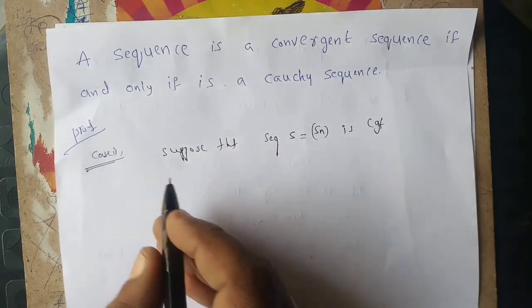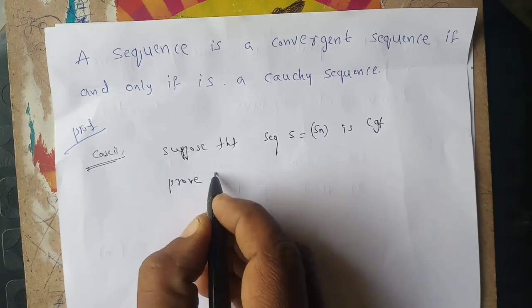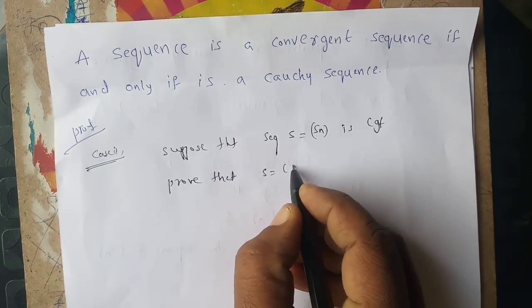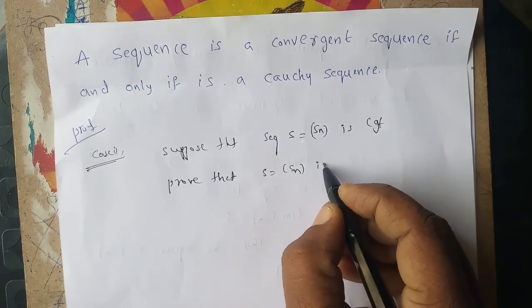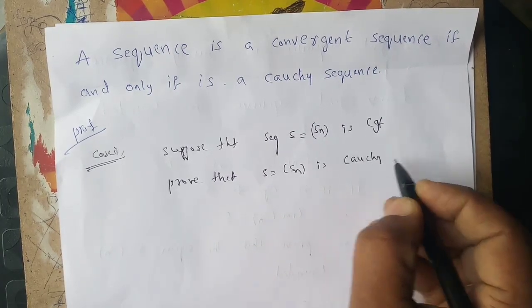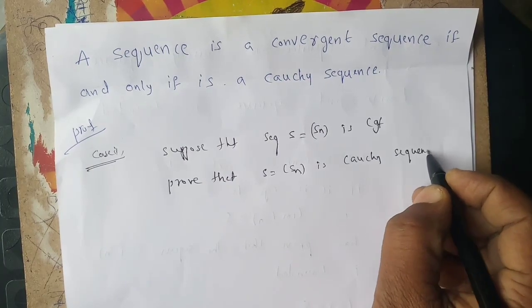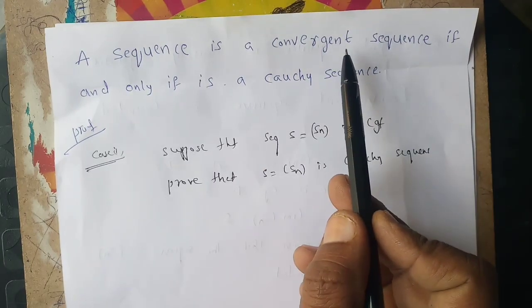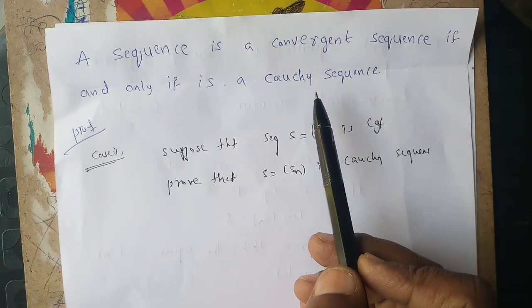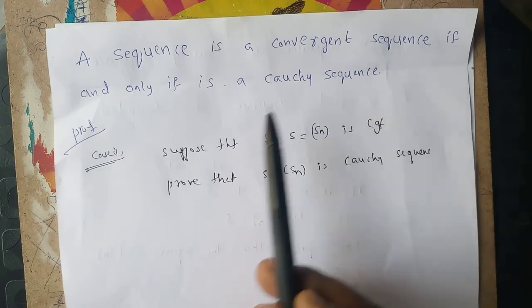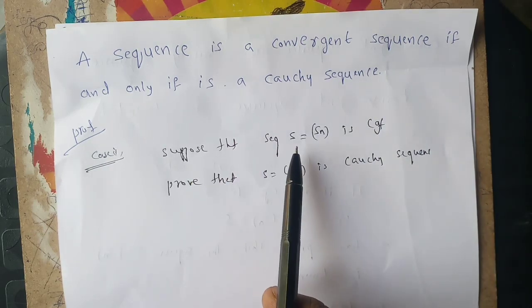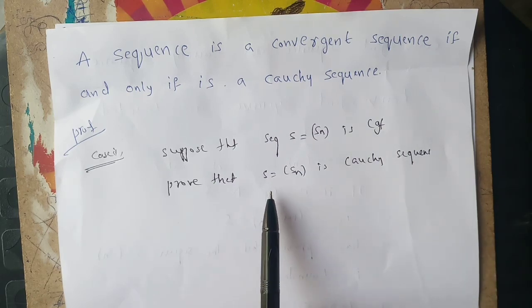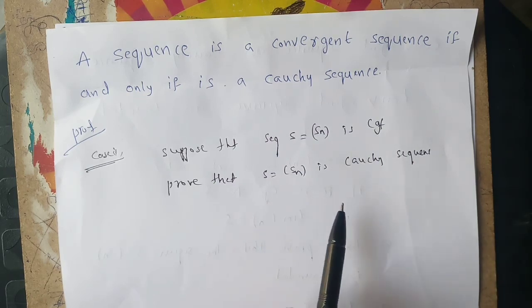First condition. Now we prove that Sn is a Cauchy sequence. So this is the first condition. If and only if means when you take the first condition, prove the second, and reversely, Cauchy sequences are convergent. So first suppose that sequence Sn is convergent. On that time we prove that Sn is a Cauchy sequence.